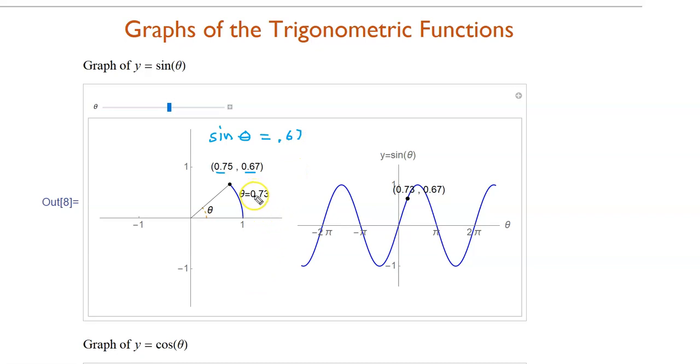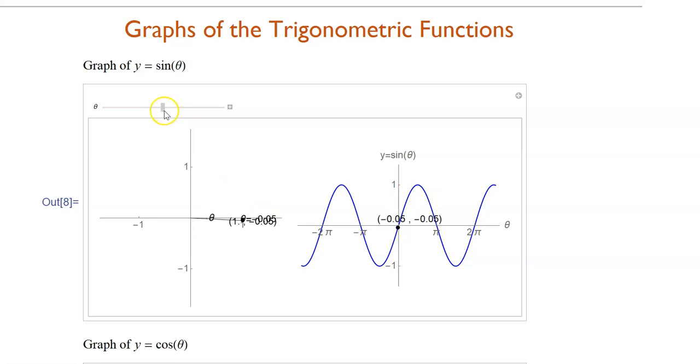So therefore this point, 0.73, 0.67, right there it is, that would be a point on the graph of the sine function. So as we let this angle sweep around, what we do is we plot out the points theta, comma, and then whatever our y coordinate happens to be. So this point will get plotted over here, and that will give us the graph of our sine function. So let's see what happens as we do that.